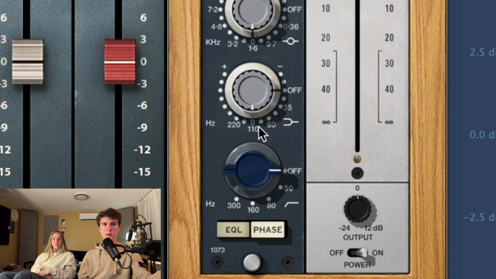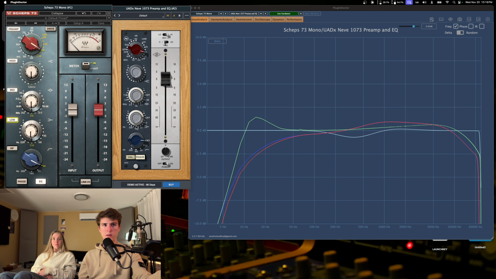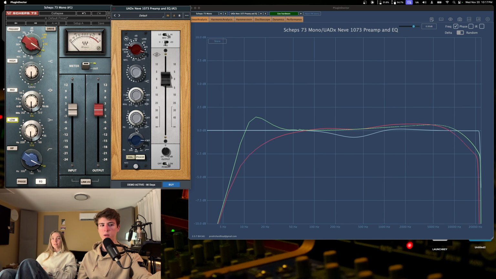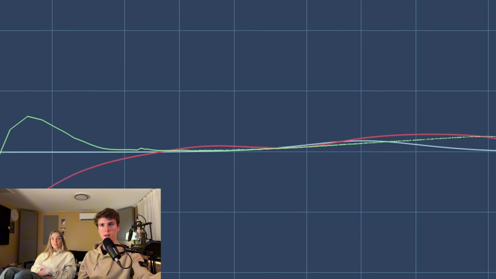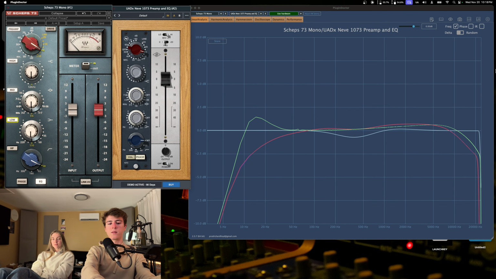All right, UAD, we're going to keep it in the center, so 110. Whoa. Oh, it made a little boost around like 150. Does it bring down this bump here? I'll check. Yeah, it does a little. It kind of flattens it out a bit. But look, here's the thing. What that leaves remaining is a little dip around 360-ish. Yeah, which is the same as the Waves one. Yeah, look at that. Okay.